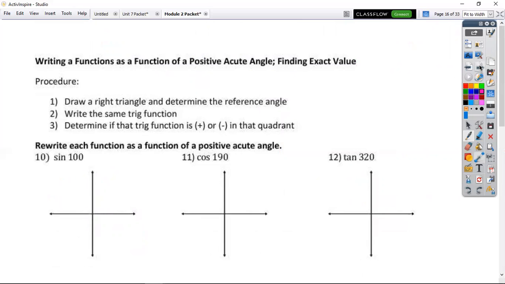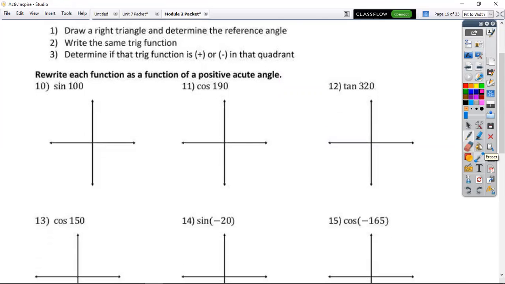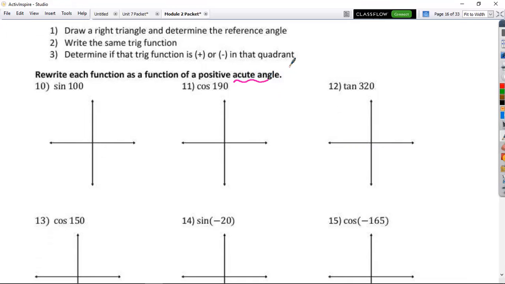So your task is the same. You're going to start by drawing the right triangle. You're going to determine the reference angle. That's the same. Then what we're going to add on is whether or not that trig function is positive or negative there. And we are going to express it as a function of a positive acute angle. What does acute mean? Awesome. Yep. So it just means it's between 0 and 90. Good.